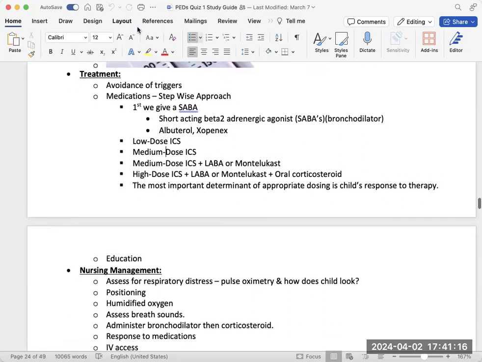But once again, if they're having a severe asthma attack, we need to give them a short-acting bronchodilator like albuterol. A long-acting one like salmeterol will not help these patients because it's going to take too long to open the airways and they can die. So no, no, no, we need to give a short-acting bronchodilator, or our SABAs, right?